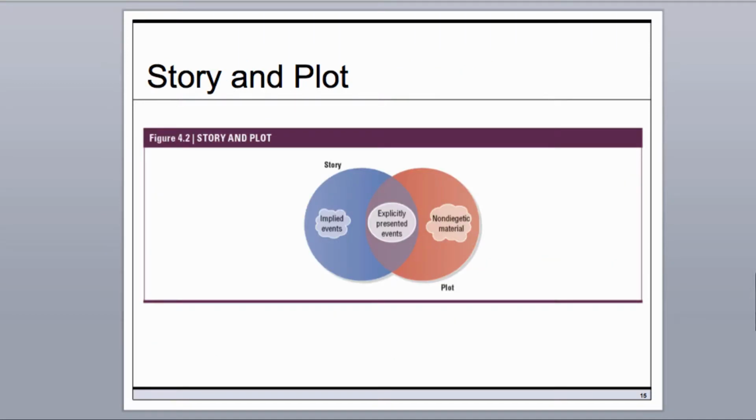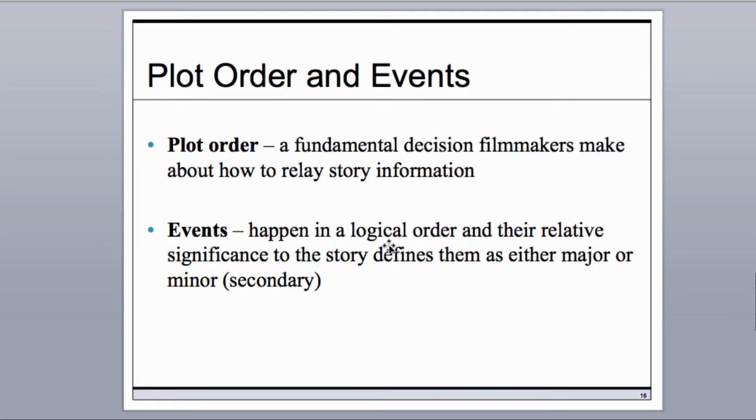Now the story and the plot intertwine. The story will have implied events while the plot might have non-diegetic material included in them. They cross over with the explicitly presented events that you see in the film. So a story is all the explicit and implicit narrative elements of the movie. The plot is the specific actions and events in the order of the events, all related, and that will include non-diegetic elements.